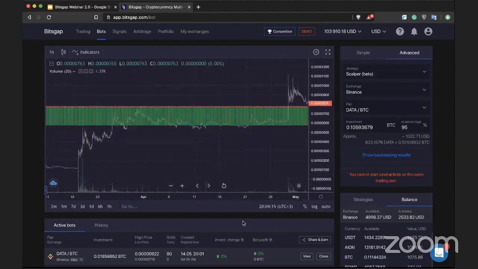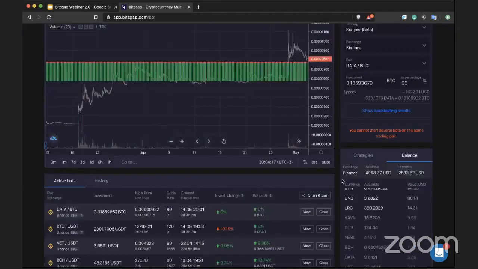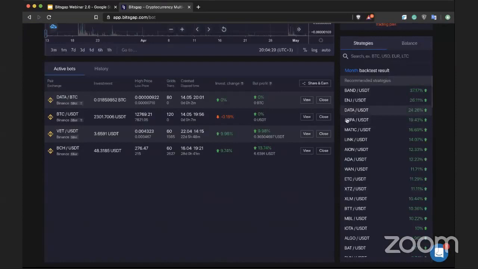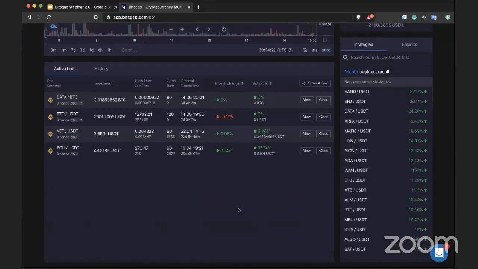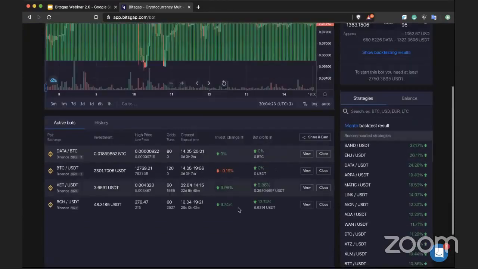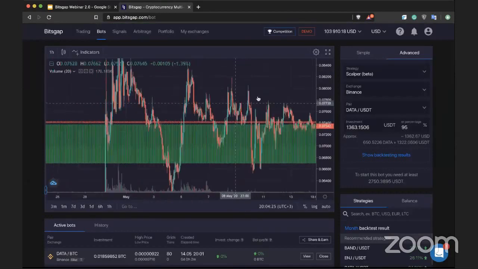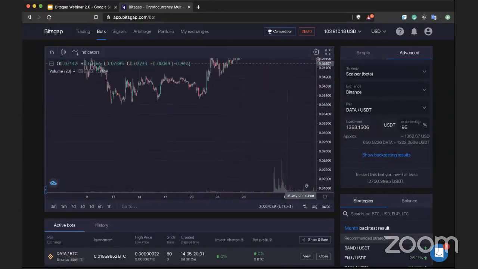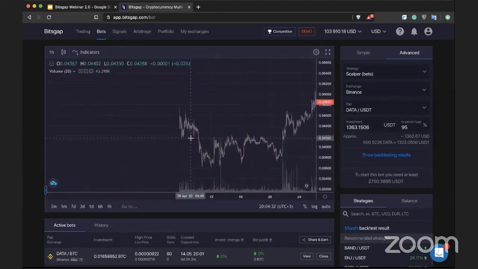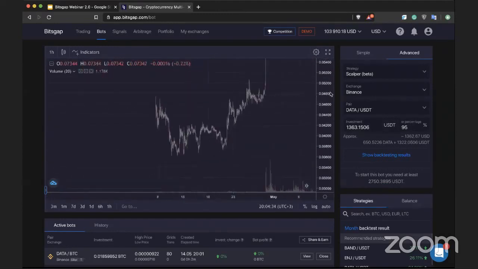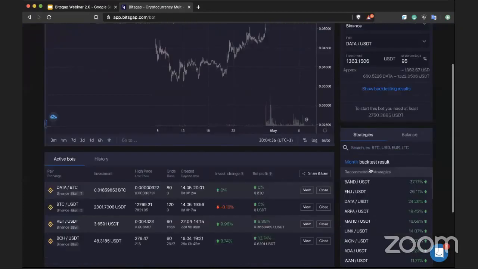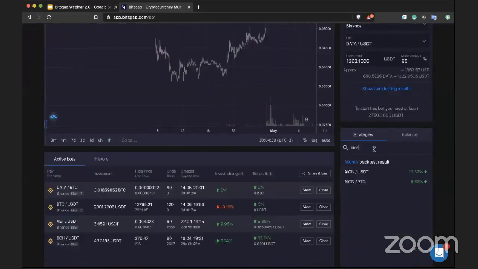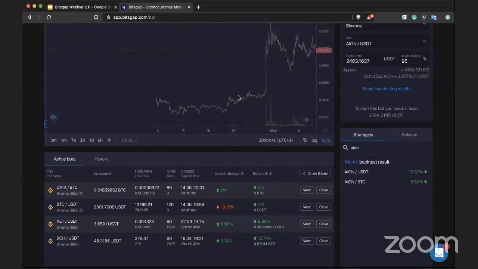Let's use data trading to USDT. All right, so or maybe I can use another one. I'm not satisfied with this chart. Maybe I'm going to use ion trading to USDT.